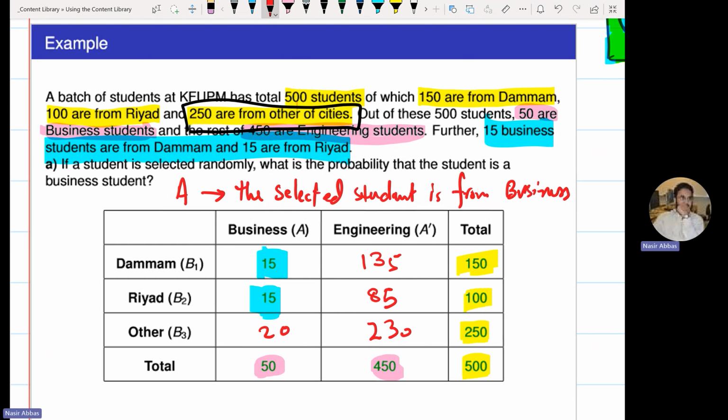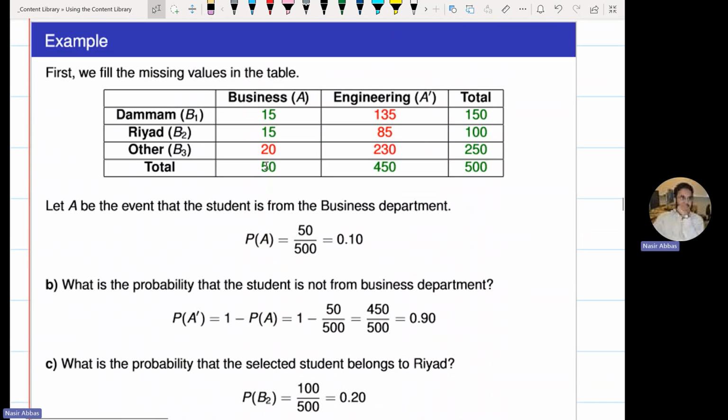There are more than 2 events. So B1 complement is actually B2 and B3 combined. So I cannot write any one of those as complement. So let us go to the solution.